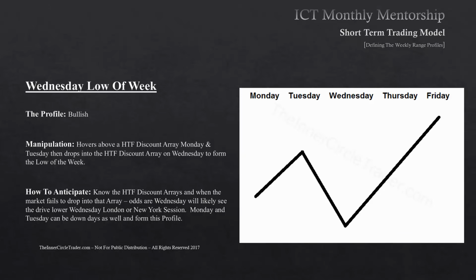You anticipate this by knowing the higher time frame discount arrays, and when the market fails to drop into that array, odds are Wednesday will likely see the drive lower, Wednesday's London Open and or New York session. Monday and Tuesday can also be down days to form this profile. Wednesday London session low can be ran out on the Wednesday New York session, and then it can create the low of the week. So be aware that that can possibly happen as well.